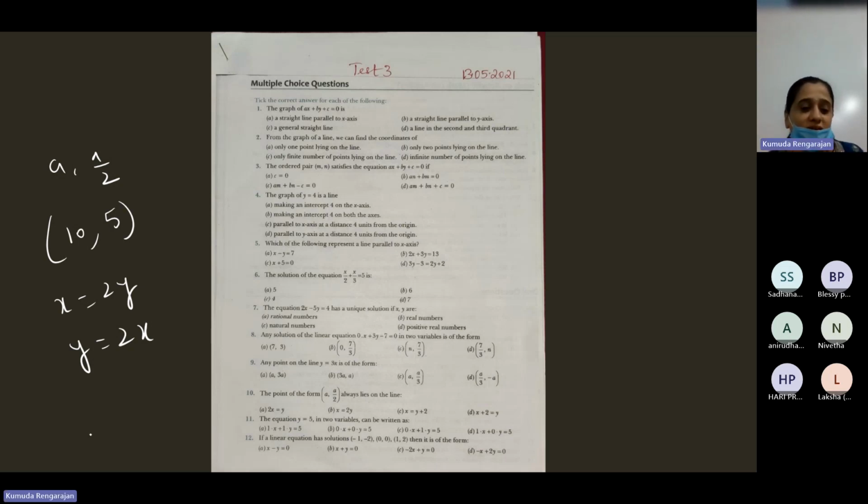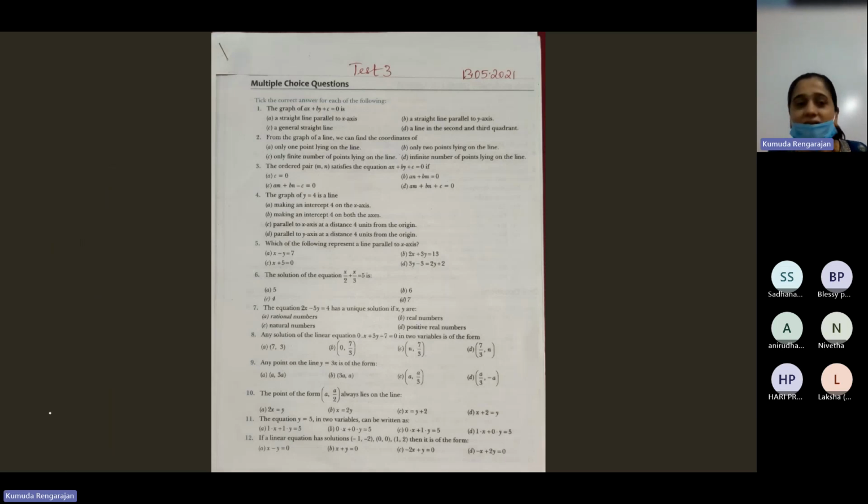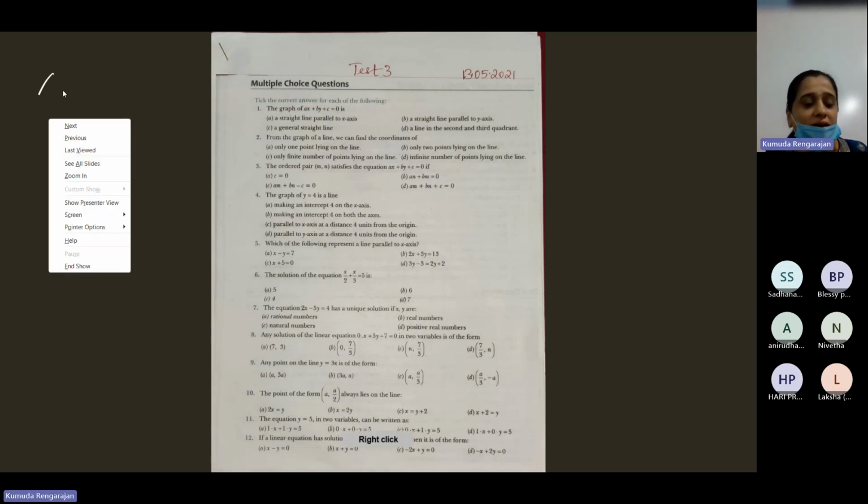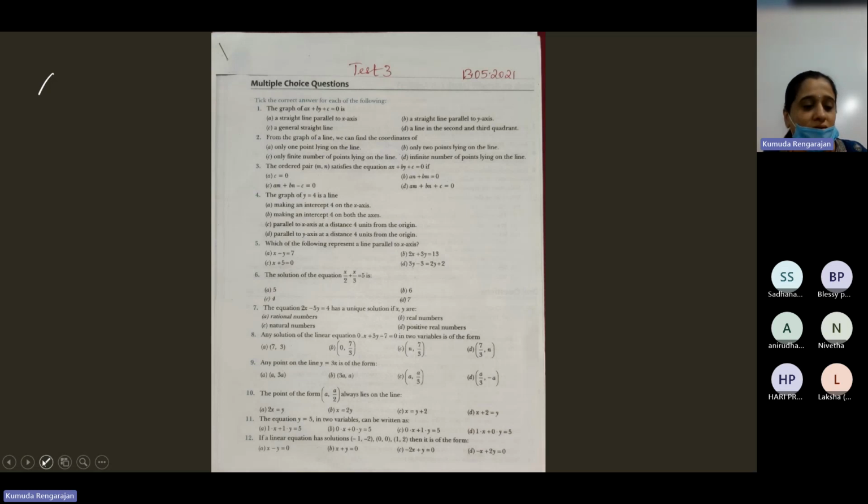Children, now you should all tell me one correct answer. See, a comma a by 2, come on. Ma'am, x equals 2y. Okay, one second, I'll just repeat this. A comma a by 2 is like 20 comma 10, because this is 20 and 20 by 2 is 10. Okay, now look at this.